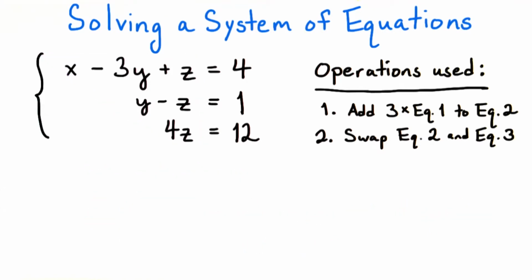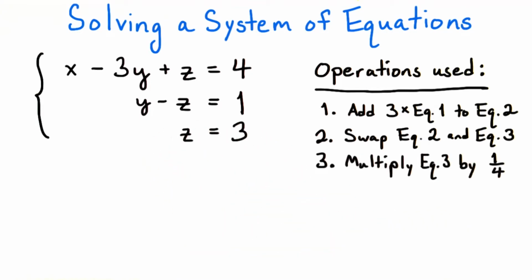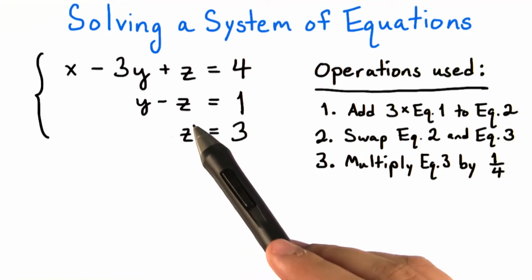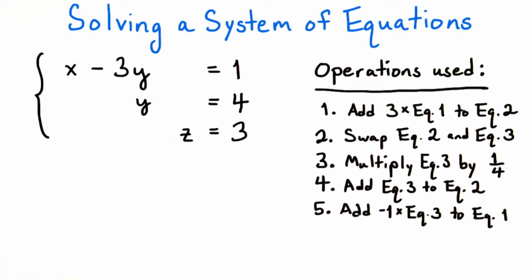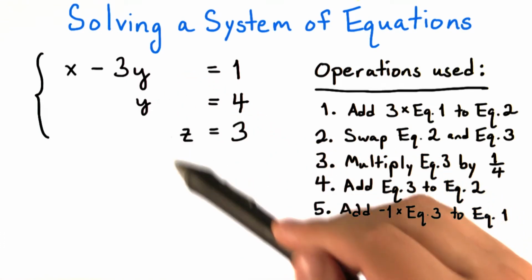Once we've reached triangular form, our next task is to clear upwards, so that way we isolate each variable in its own equation. First, we're going to solve for z in the bottom equation by multiplying it through by 1/4. Notice that this is the third equation operation we had defined earlier. This gives us the bottom equation now reading z equals 3. To clear upwards, we can add the third equation to the second equation. This makes the second equation become y equals 4. Then, subtracting the third equation from the first equation gives us x minus 3y equals 1. Notice that z is now in its own column.